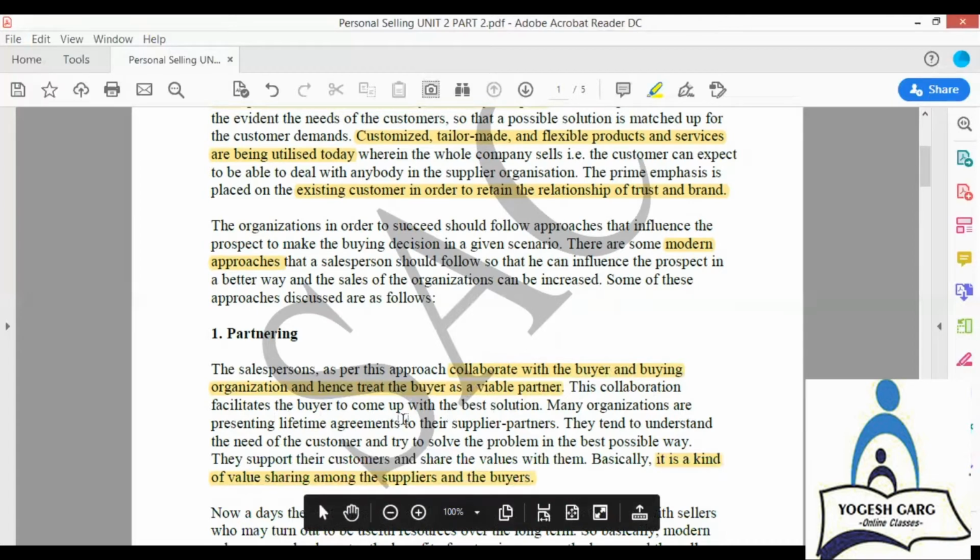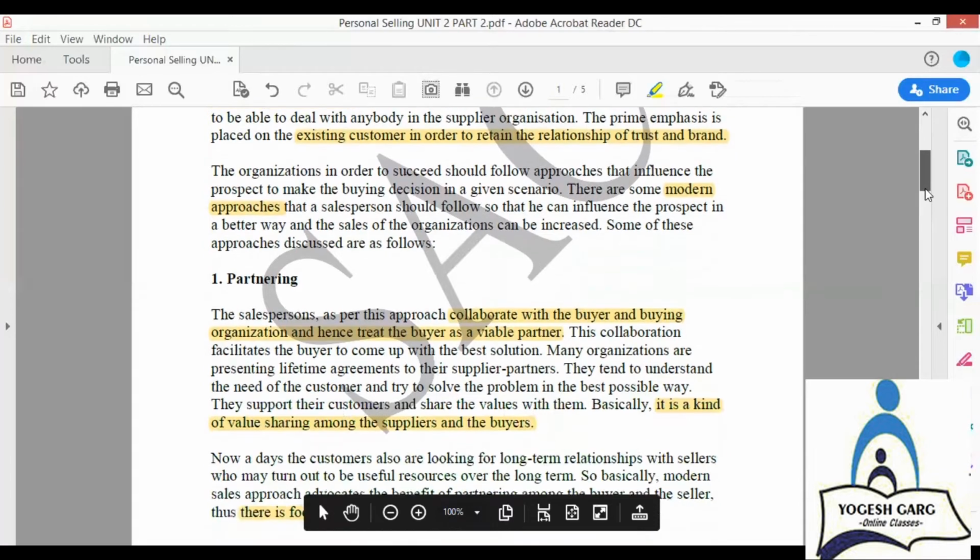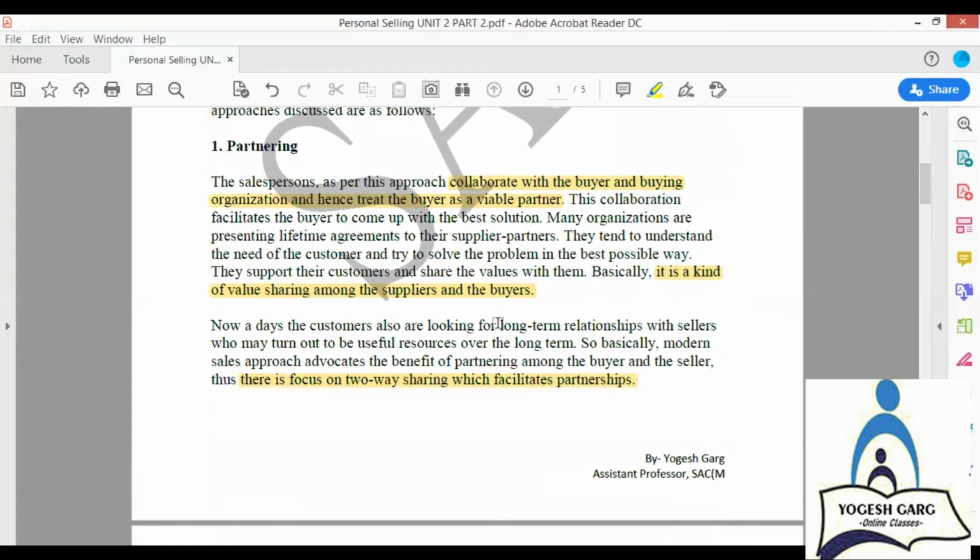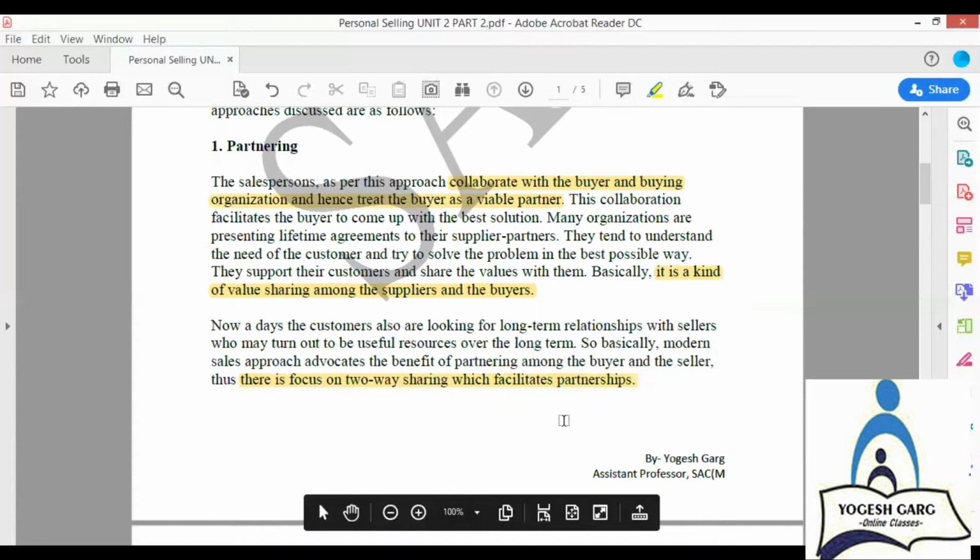Many organizations present lifetime agreements to their supplier partners. They tend to understand the need of the customer and try to solve the problem in the best possible way. They support their customers and share the values with them. It is a kind of value sharing among suppliers and the buyers. Nowadays, customers are looking for long-term relationships with sellers, which help them as useful resources for the long term. Modern sales approaches advocate the benefit of partnering, both for the buyer as well as for the seller. This approach focuses on two-way sharing, which facilitates partnership.